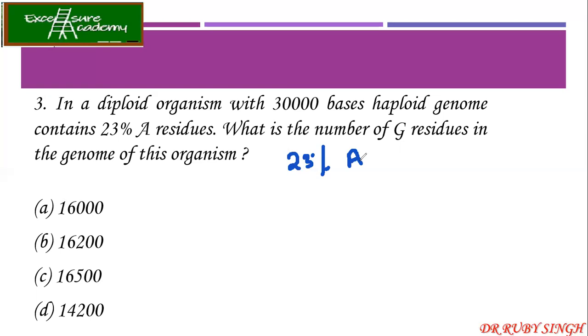Why 23 into 2? 2 hydrogen bonds of adenine. But it is not asked, right? They are just asking what is A, what is G. So if A is 23%, what is T then? Again 23%, right? So what will be the G and C? 77%. You are doing everything wrong.